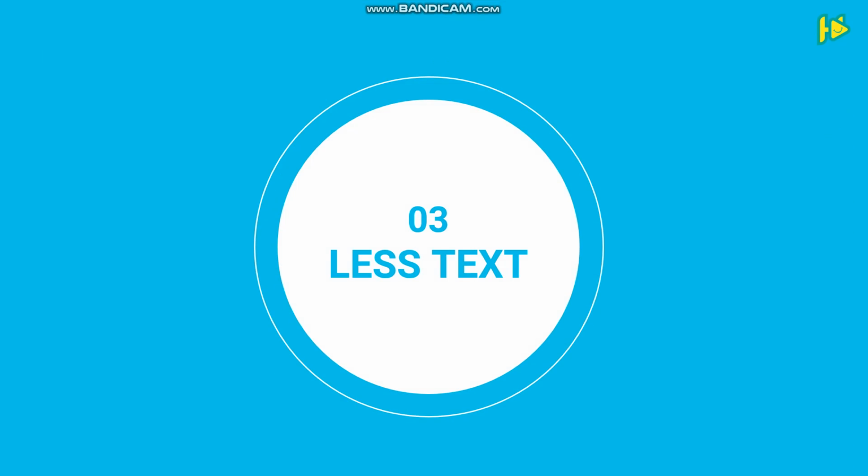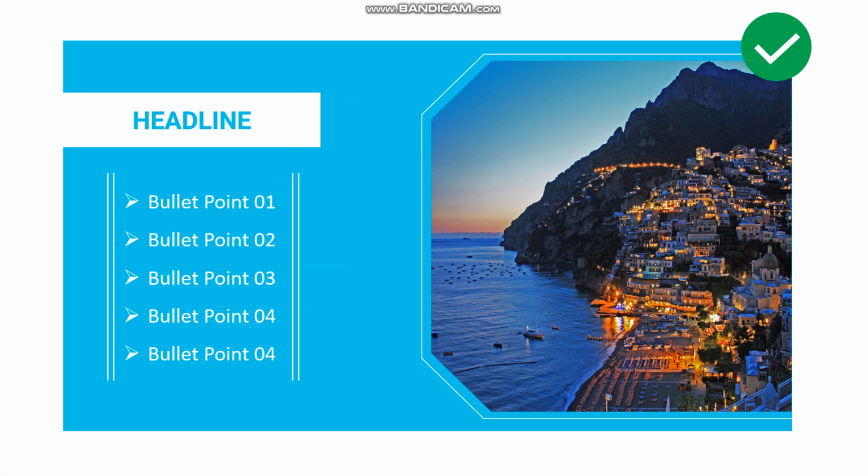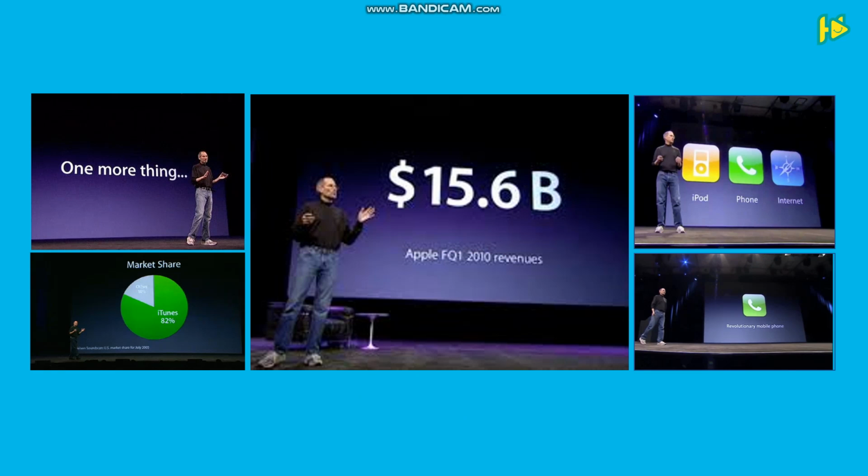Tip number 3, less text. Always include less text in your presentation. More text means crowded layout. Always keep your slides minimalistic. If you refer to the presentation design style of Steve Jobs, he always preferred presentations with less text.